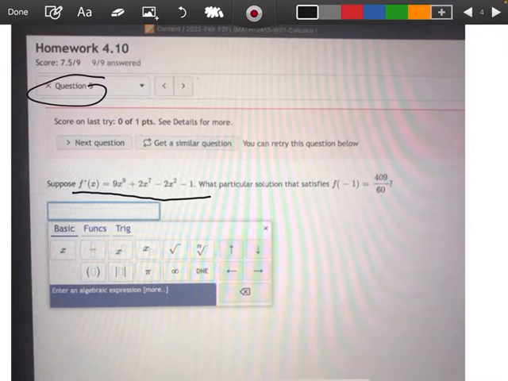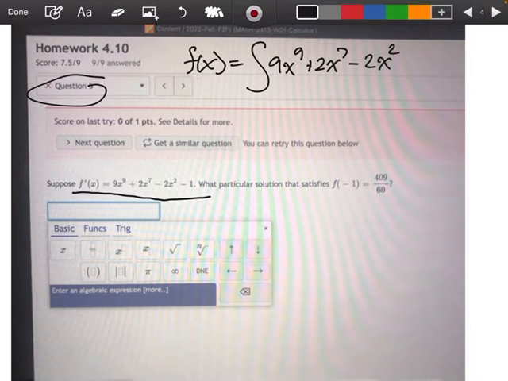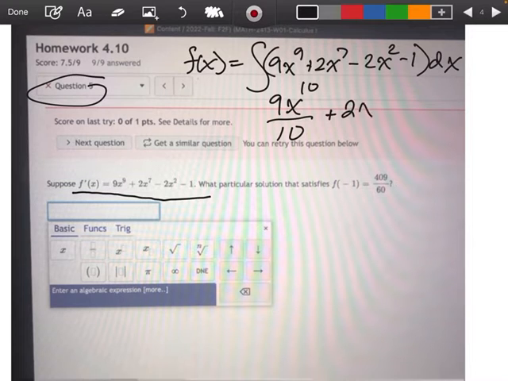Okay, so look, y'all, since that's my f prime, what we want to do is find our function f of x. We can do that by finding the integral of 9x to the 9th plus 2x to the 7th minus 2x squared minus 1, all with respect to x. We're going to add 1 to each of our exponents and divide by that same number, and then we're going to have some constant of integration.